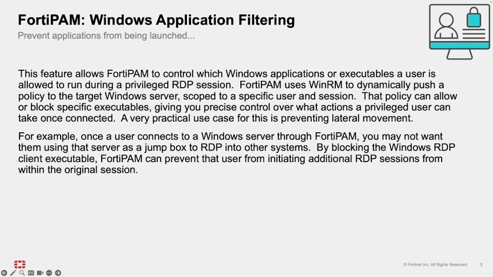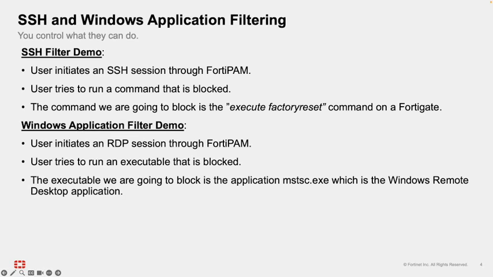So to summarize, FortiPAM gives you fine-grained session-based control that can restrict potentially harmful SSH commands and lock down a Windows RDP session. This is what we will see in the demo. A user will initiate an SSH session through FortiPAM. The user tries to run a command that is blocked. The main command that we're going to block in this demo is execute factory reset, a command on a FortiGate that can reset the FortiGate to factory default.